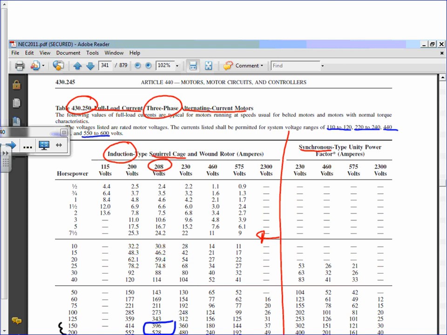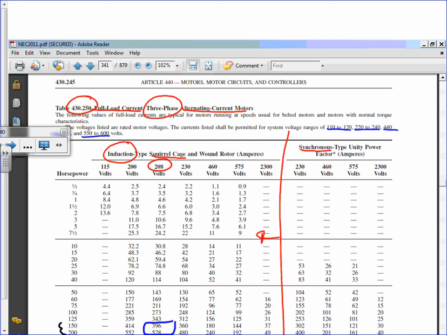We use these values from the NEC code book for everything except the overload. These values that I'm looking at right here, we're using for everything except the overload. Can I have a thumbs up, Chad? We understand that one? We use these two values for everything except the overload.